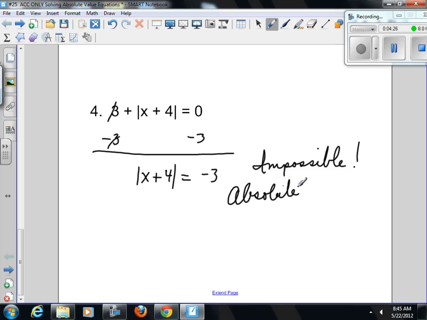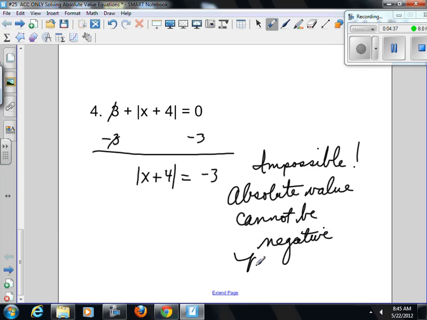Absolute value cannot be negative. So in this case, there's just no solution to it. If that had been a positive 3, certainly we could have done that. We would have set x plus 4 equal to positive 3 and x plus 4 equal to negative 3. But we can't. Absolute value can never be negative.